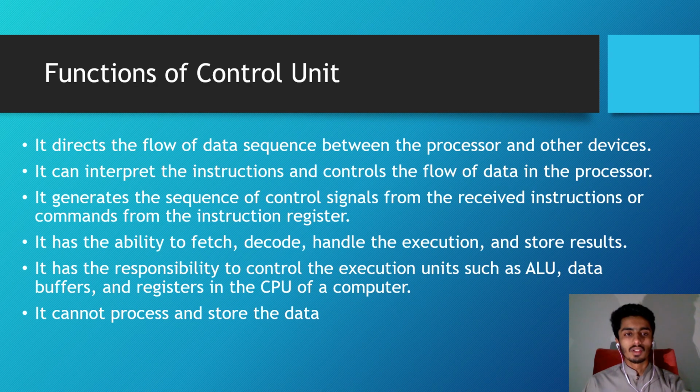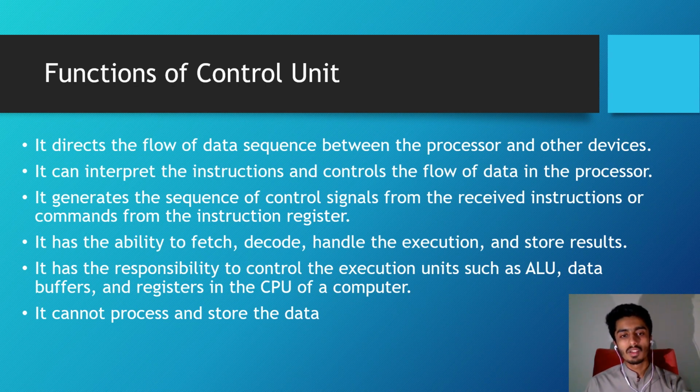Functions of control unit. As we can see, these are the following functions of the control unit. First, it directs the flow of data sequence between the processor and other devices. It can interpret the instructions and control the flow of data in the processor. It generates the sequence of control signals from the received instructions or commands from the instruction register. It has the ability to fetch, decode, handle, execute, and store results.